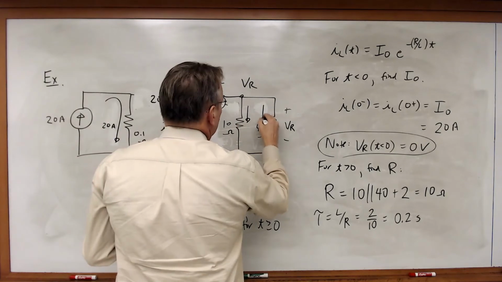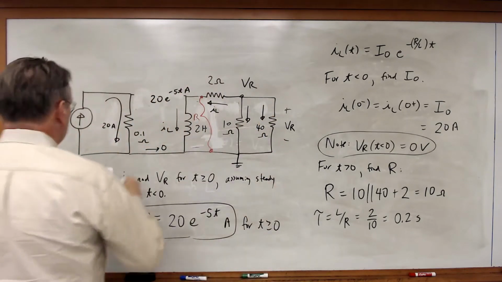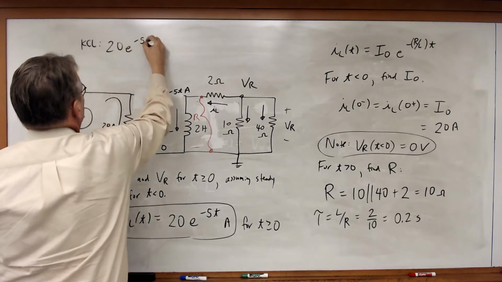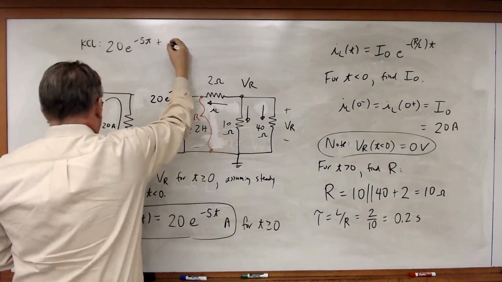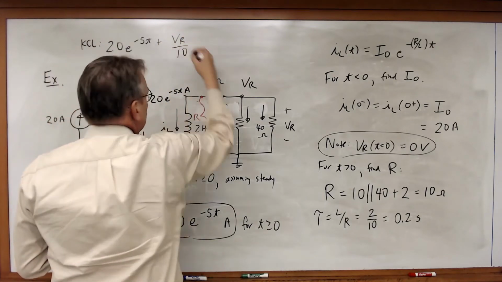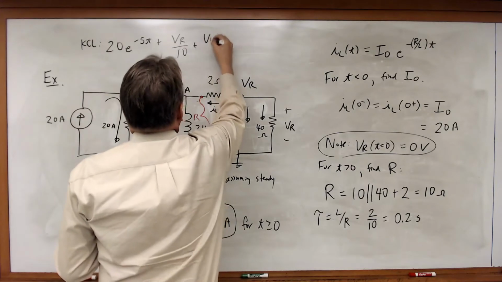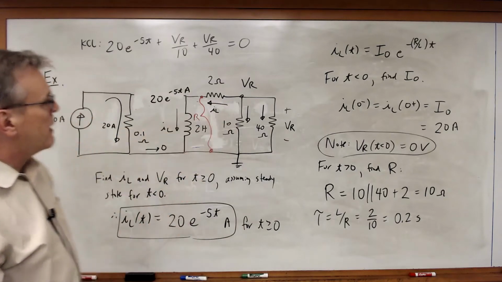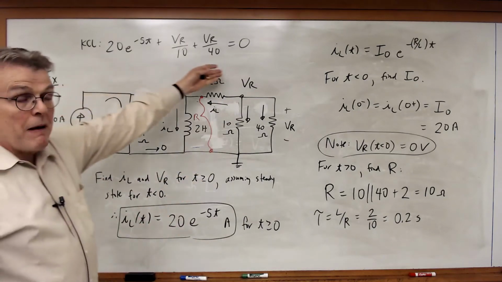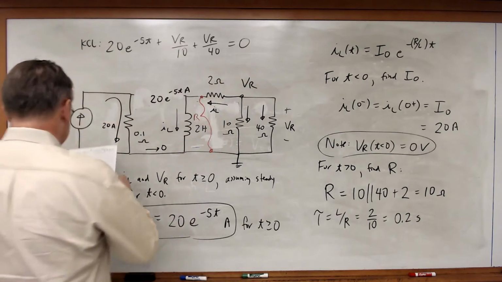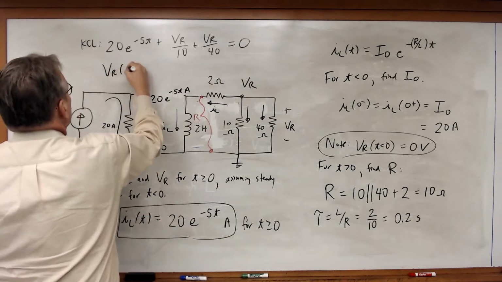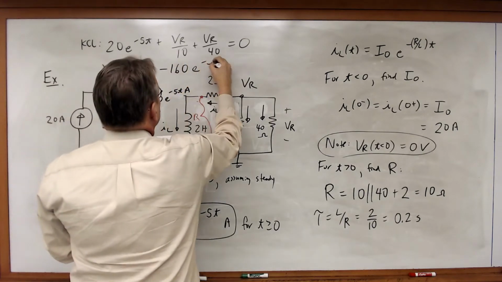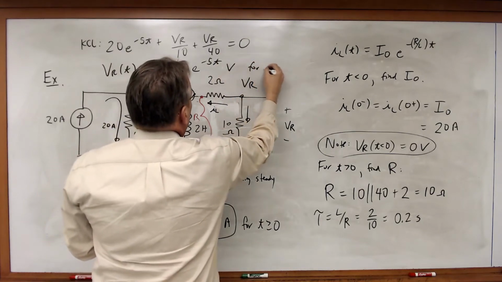And now I'm going to write a KCL equation. What my KCL equation says is that 20 times e to the minus 5t, this current, plus VR over 10, this current, plus VR over 40 is equal to 0. So I just wrote a KCL equation for that node. I can now solve this by hand, and what I will get is that VR of t will be equal to minus 160 times e to the minus 5t volts for t greater than 0.